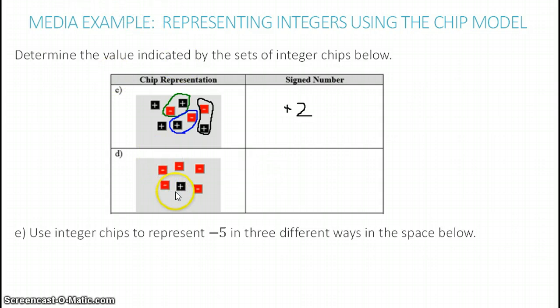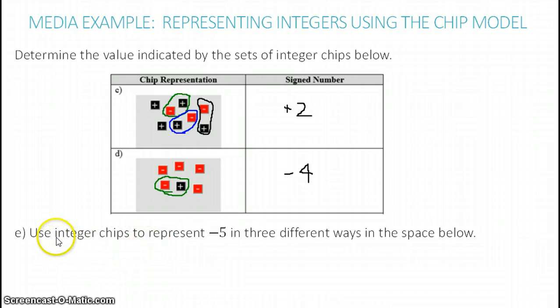And in the next question, it looks like we have one positive chip that can be paired with a negative. And after we've done this, we see we have 1, 2, 3, 4 negative chips remaining. So this number represents negative 4.